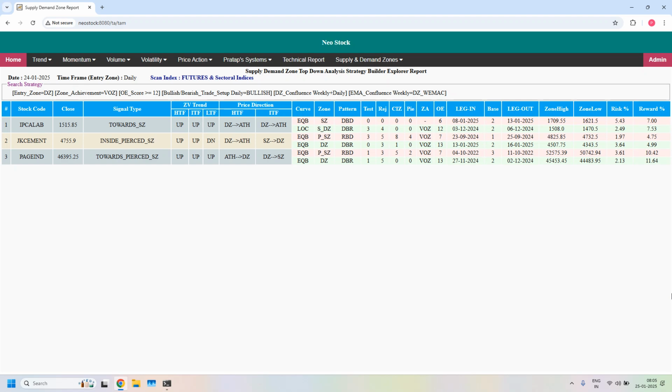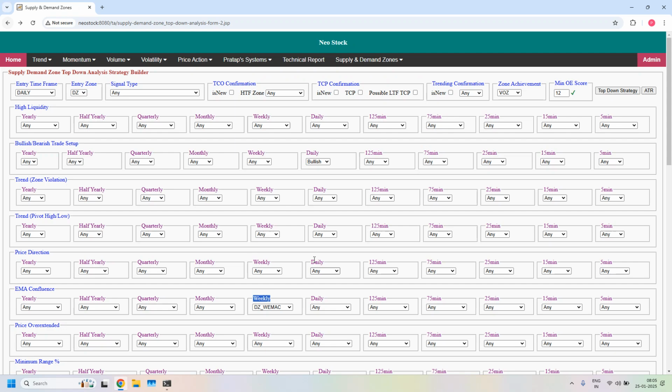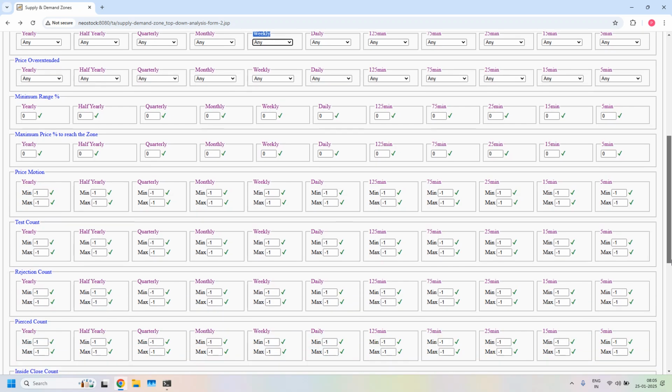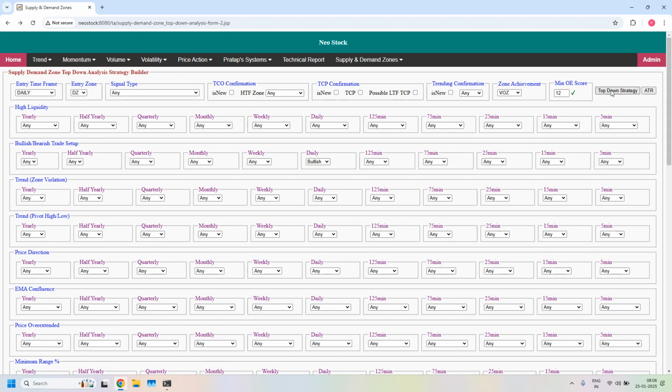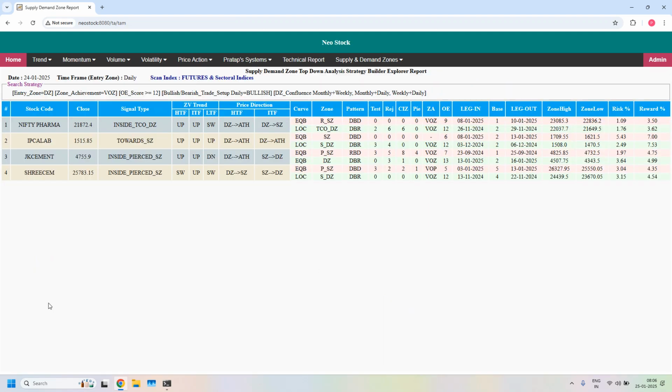Okay, next let us look for LTF, ITF, HTF zone confluence, removing the EMA filter in the demand zone confluence. First filter daily with weekly zone confluence, second filter daily with monthly demand zone confluence, third filter weekly demand zone with monthly demand zone confluence. With all the 3 filters, LTF, ITF, HTF zone confluence, we got 4 stocks.